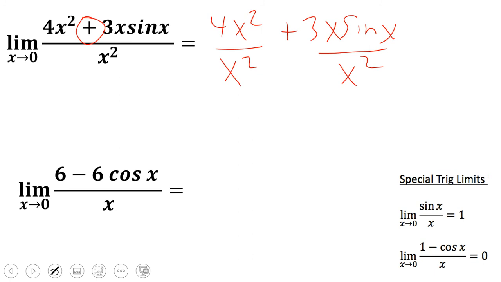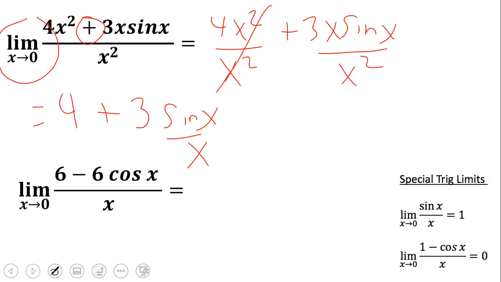So 4x squared over x squared, you can reduce those x squareds. That becomes a 4. Then you can reduce a pair of x's from the second quantity, and I'm going to get 3 times the sine of x over x. That's amazing. Once I've simplified, now I'm going to take my limit. Again, I really should be carrying that limit statement down with me the whole time, but I'm a little bit lazy on the computer here. As long as you take the limit in the end, that's good.